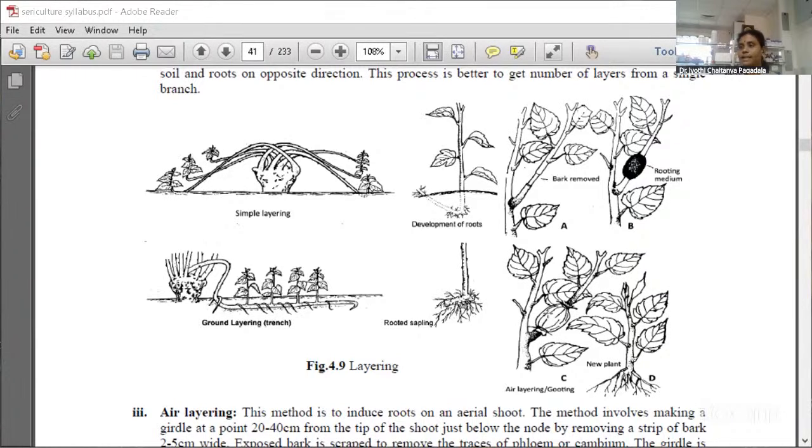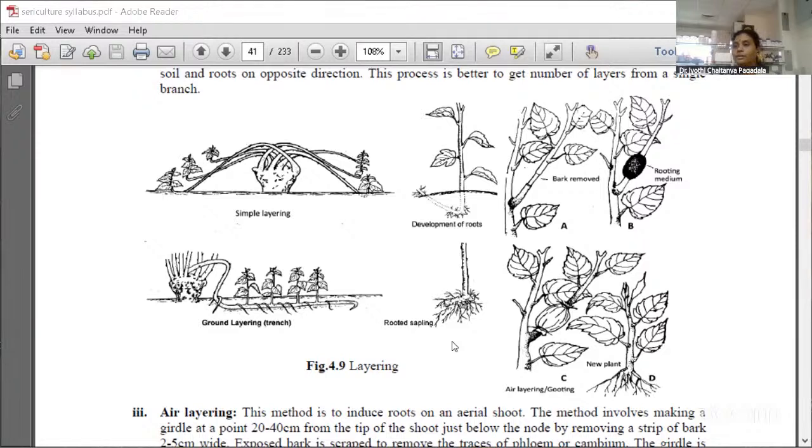The girdle is covered with the propagating medium and tied with a polythene strip so as not to allow water or insects into the cutting portion. After 2 to 3 months, the polythene cover is removed and the rooted stem is cut for plantation. Here you can see. This is about layering.